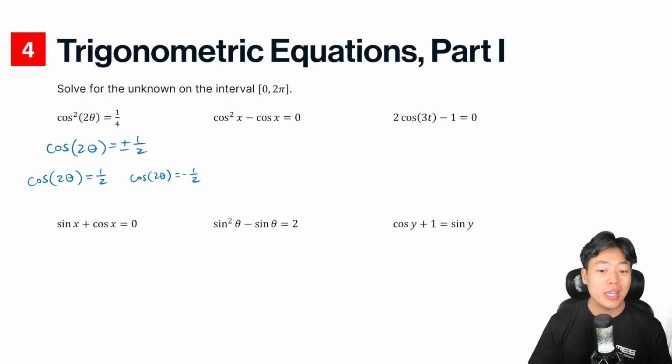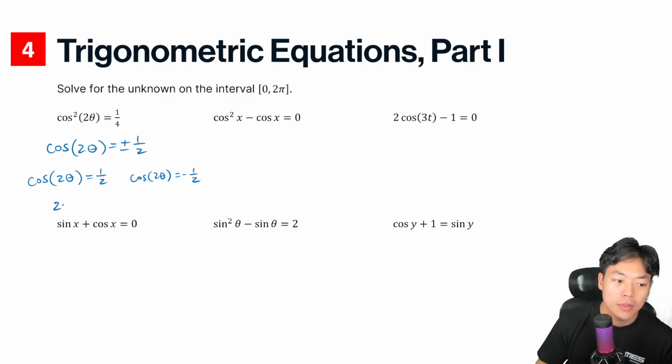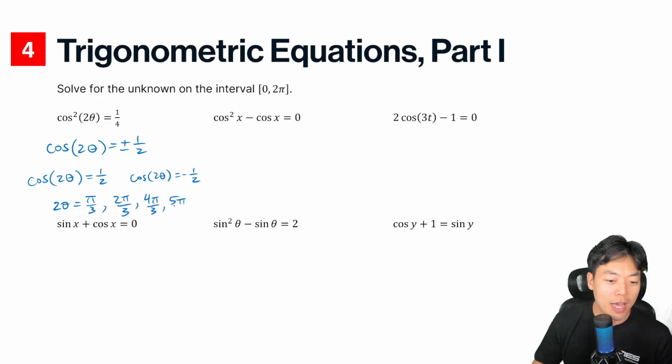And where does that occur? Back to your unit circle that we've been talking about in days 1, 2, and 3. You need to know your unit circle measures cold. You have to know it. So cosine gives us 1/2 at pi over 3, 2 pi over 3, or 1/2 or negative 1/2. Pi over 3, 2 pi over 3, 4 pi over 3, and 5 pi over 3.